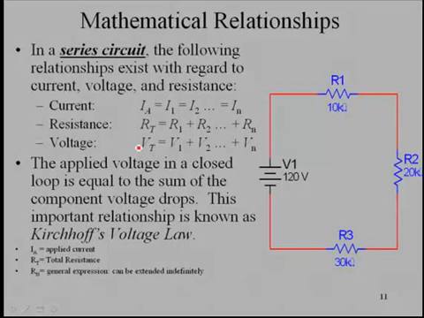And VT for voltage, and again this is total voltage. Now the total voltage in this case is 120 volts, but it will equal the voltage drop across R1 plus R2 plus R3, and indeed the N indicates however many voltage drops there are. The applied voltage in a closed loop is equal to the sum of the component voltage drops, and that's what this says right here. This important relationship is known as Kirchhoff's voltage law.